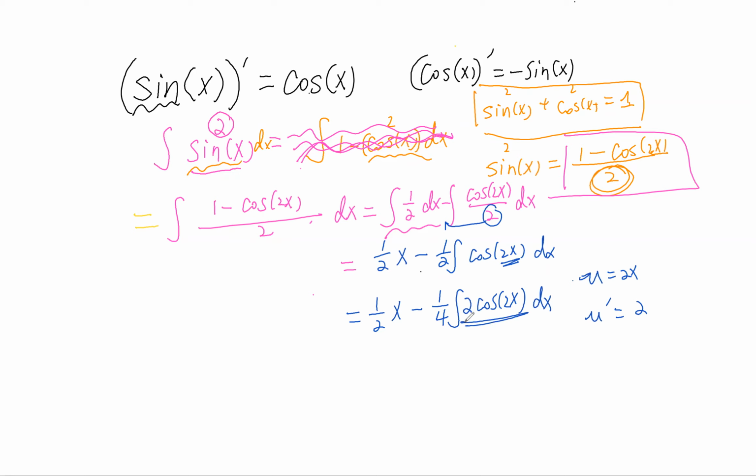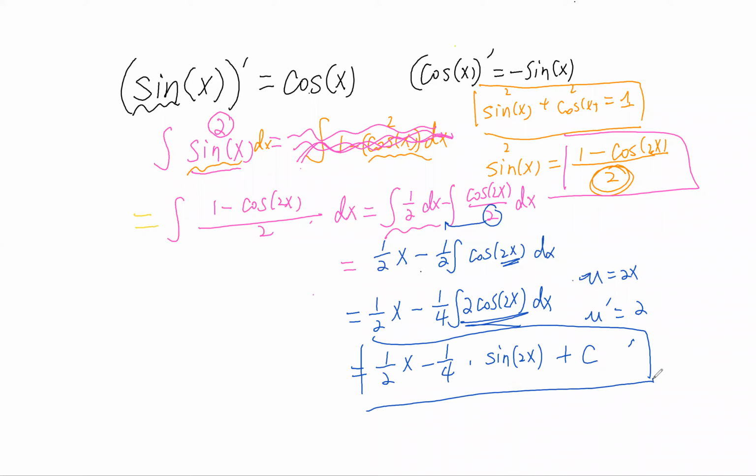Now we prepare our basic integration of the trig. That gives us 1/4. So the integration of cosine 2x will be sine 2x plus c. That's going to be your final answer. Any questions?